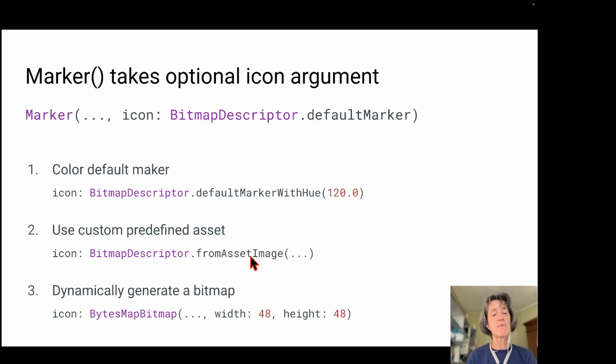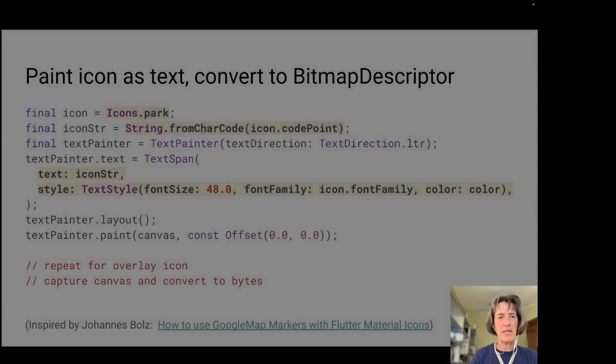And that's pretty good, but in my case, it wasn't quite appropriate because I wanted to determine at runtime how my marker should look. So for that, there is the third option. I can generate bitmaps dynamically with bytes map bitmap. You can give it a size and the bit information, and that bitmap will turn into your new icon. Now that third method was perfect for my need.